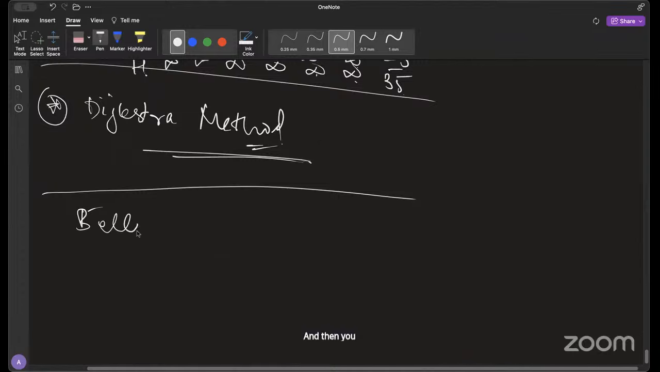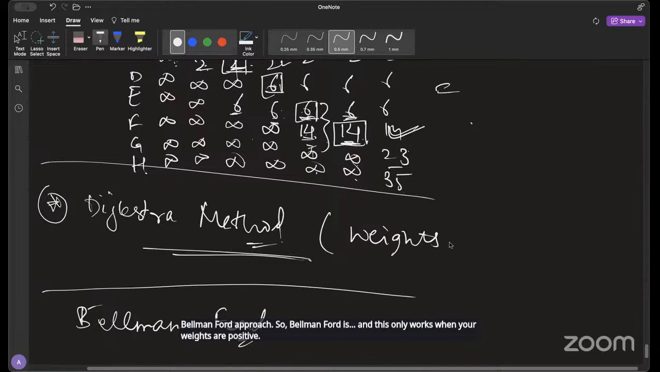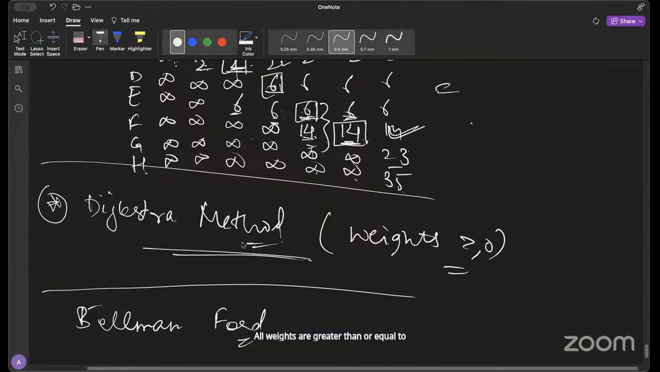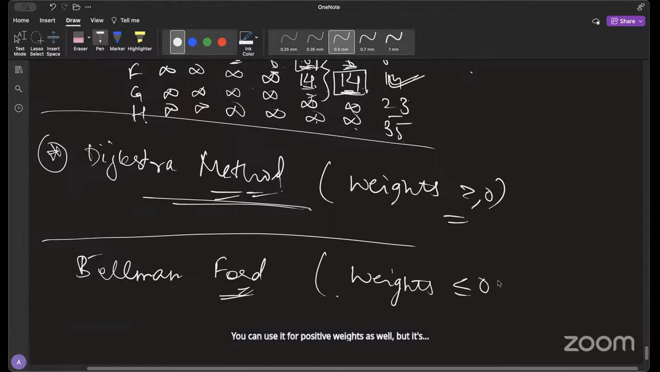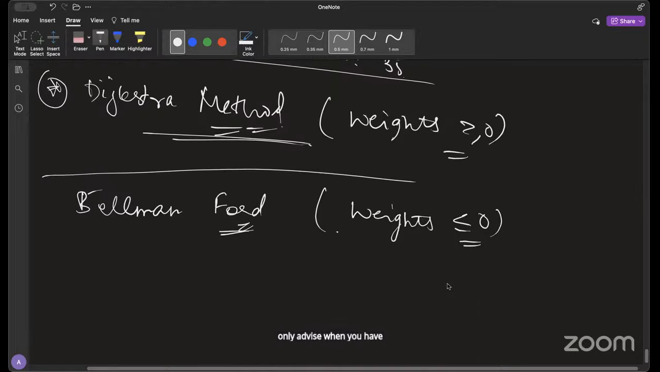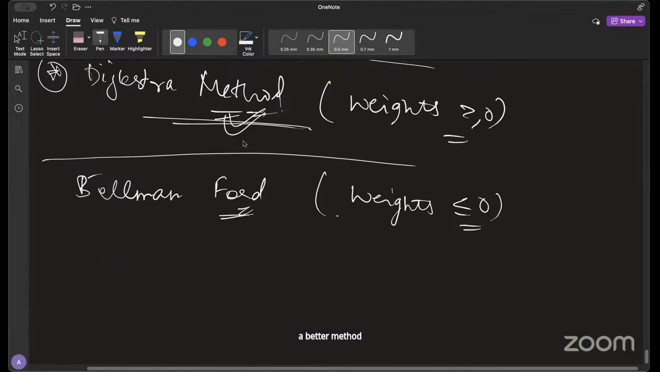And then you have the Bellman-Ford approach. Dijkstra's only works when your weights are positive. All weights greater than or equal to zero is when this approach works, and it fails when you have negative weights. Bellman-Ford, you can use for positive weights as well, but it's only advised when you have negative weights. If you have positive weights, this is a better method to use.